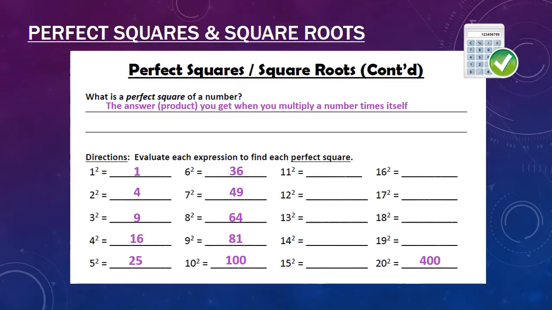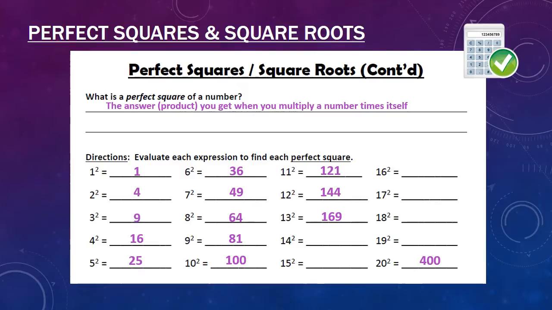11 squared, or 11 times 11, is 121. 12 squared, or 12 times 12, is 144. 13 squared, or 13 times 13, is 169.